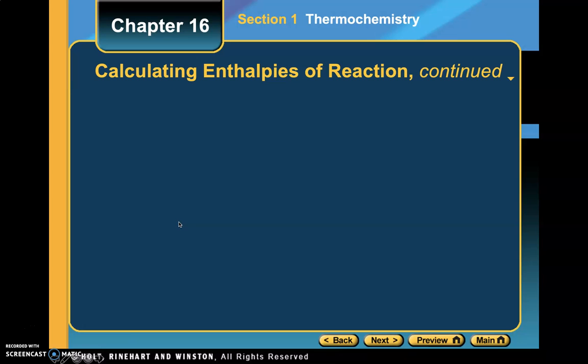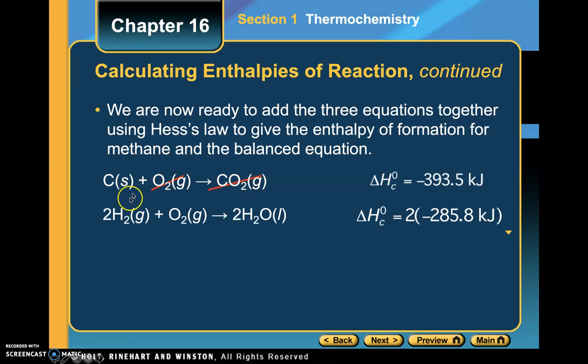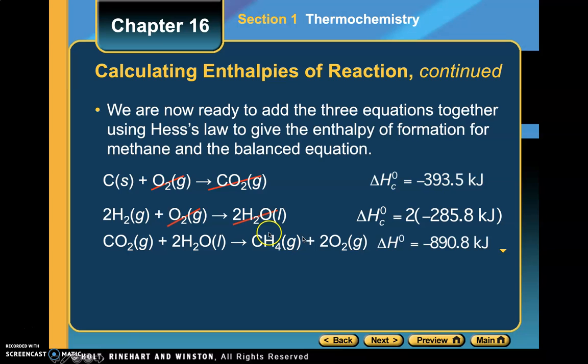So then what's next? Now we're going to go ahead and just start adding those 3 equations together. So here's the first one, right? And we only want to have the carbon, right? We don't want to have oxygen or carbon dioxide. Now here's the hydrogen, and again, we only want the hydrogen. We don't want any oxygen. We don't want any water. And then lastly, there's our flipped around equation that we had, right? So here's our carbon dioxide, our water, our methane, and our 2 O2s.